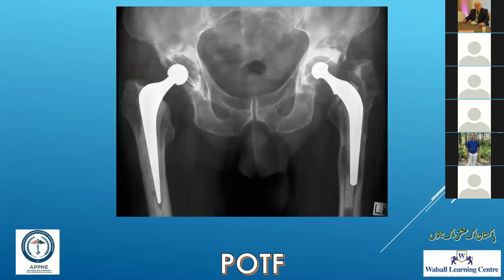Who wants to go with it? This is a 65-year-old who's had a knee replacement, sorry, hip replacement bilaterally done at different times. The right one was done 7 years ago and the left one was done 10 years ago.